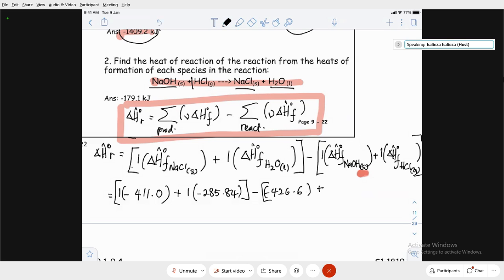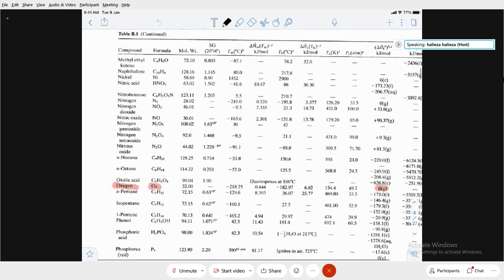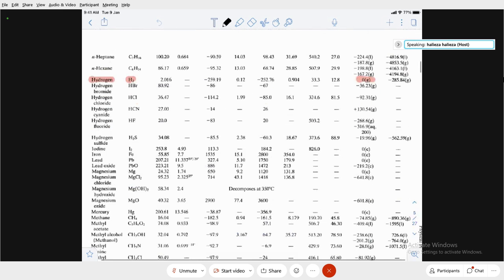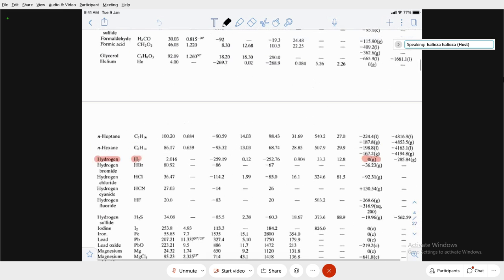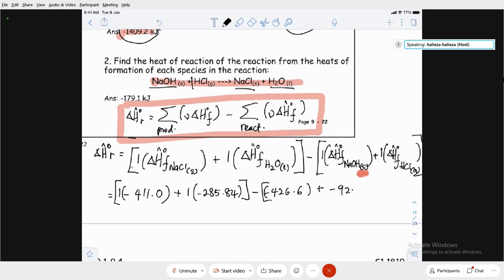Plus the heat of formation of hydrogen chloride gas. Hydrogen chloride. Scroll up. Let's see, where is hydrogen chloride? There's hydrogen chloride, so I'm going to highlight it. And that value is negative 92.31. Negative 92.31. So let's go back. Negative 92.31. Bracket it up and close that bracket. So what is your final value for the heat of reaction?